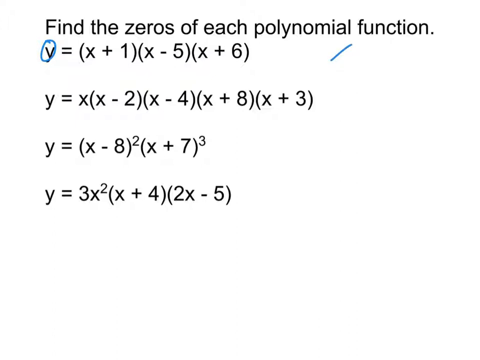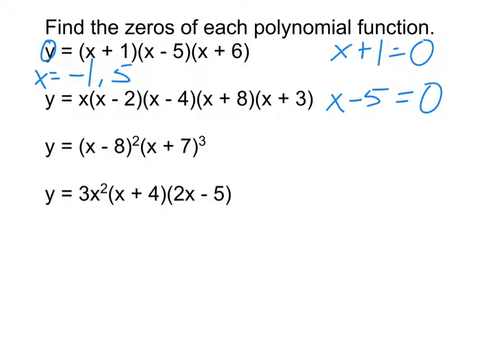I want to know what I can plug in for x plus 1 that will make that equal 0. And what would that give us? Negative 1. So x could equal negative 1 to get that, because I'm subtracting the 1 from both sides there. And then I go to the next parentheses, the x minus 5. And I want to know what would make that equal 0. It's got to be a positive 5.